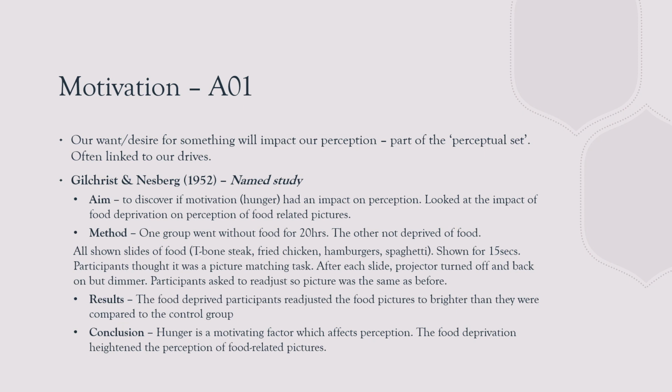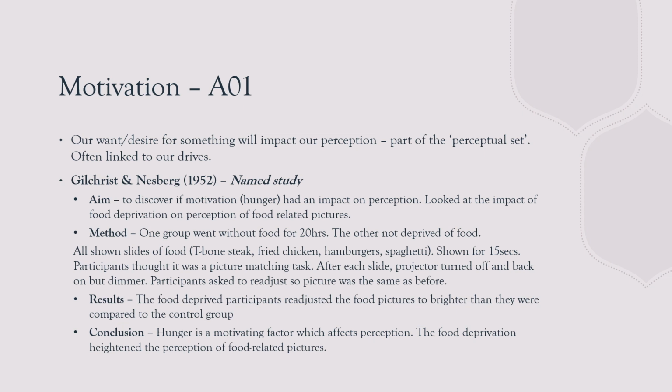What actually happened is, when the slide went back on, when the projector was turned back on, it was turned on intentionally dimmer than it was before. And so the participants were asked as part of it, could you also readjust the picture to the same that it was before? And so what Gilchrist and Nesberg were actually doing is to see if there was a difference between the group that were deprived of food for 20 hours compared to the group that weren't. And what they found was the food-deprived participants readjusted the food pictures to being brighter than they were when they were shown them, compared to the other group. So the food-deprived participants ended up making the food brighter than it was before.